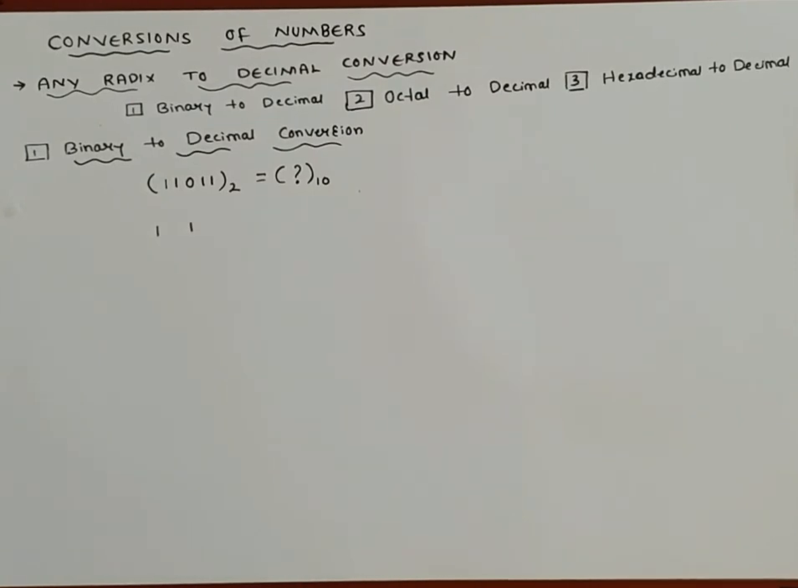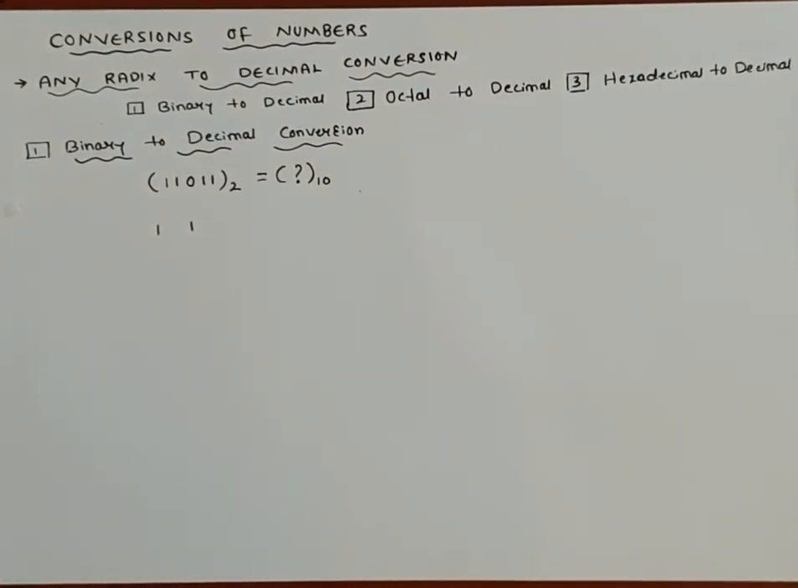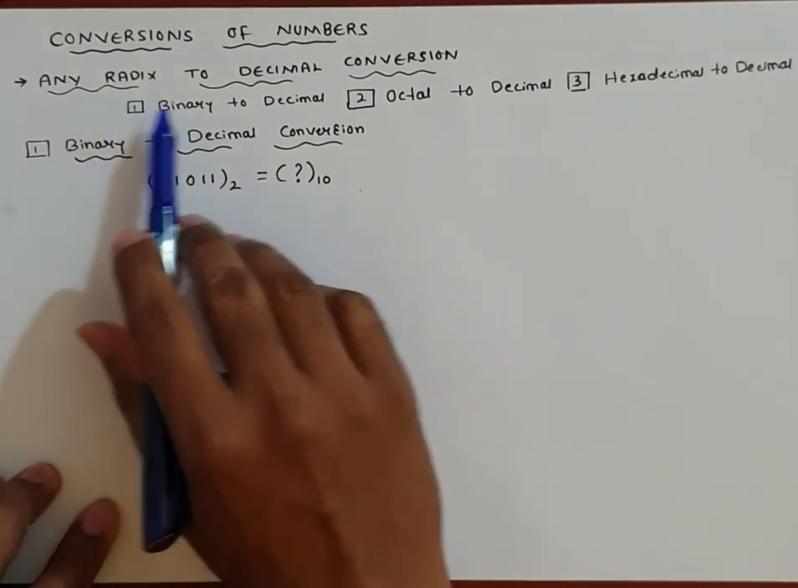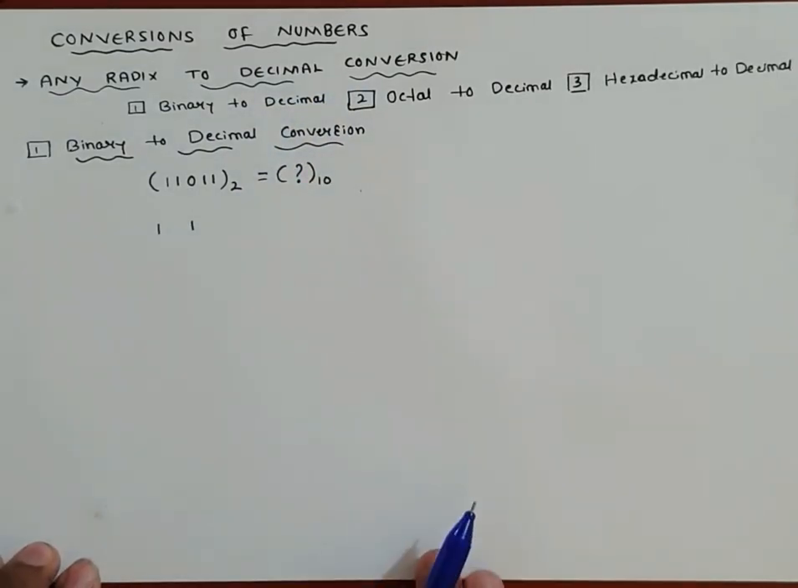Next we will discuss the conversion of number system, like how to convert a given number from one form of number system to another form of number system. Example, they may give a binary number and they may ask to convert into either octal form or decimal form or hexadecimal form. So let us start from any radix to decimal conversion.